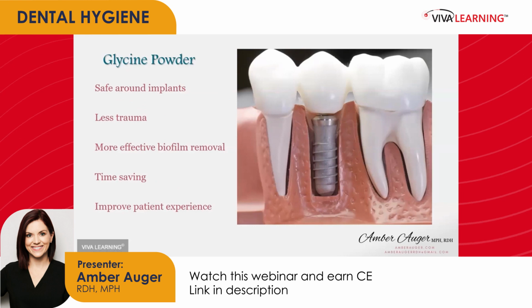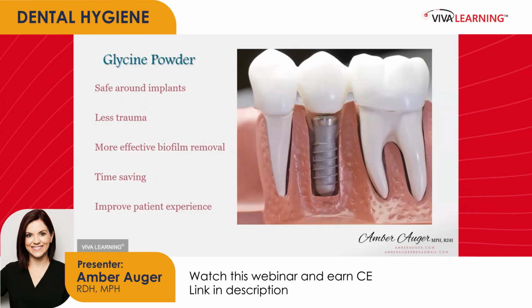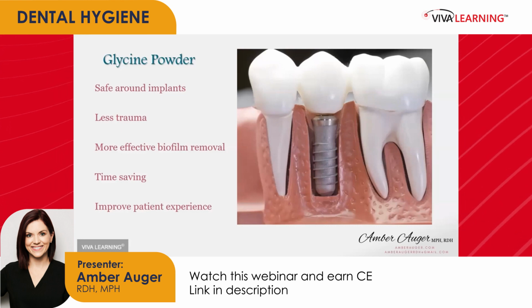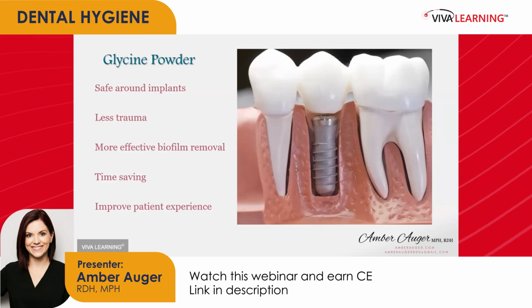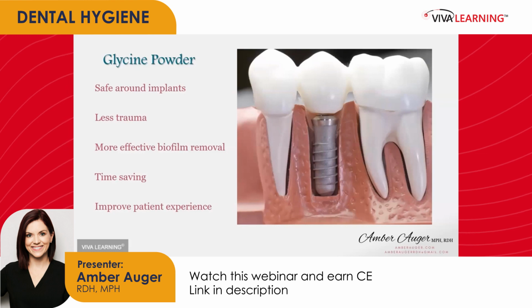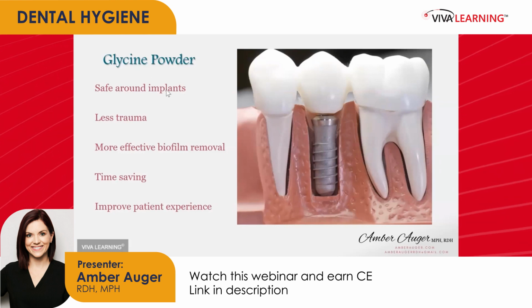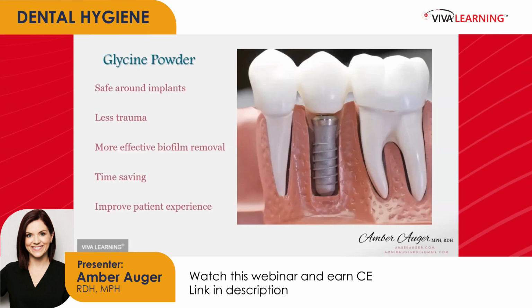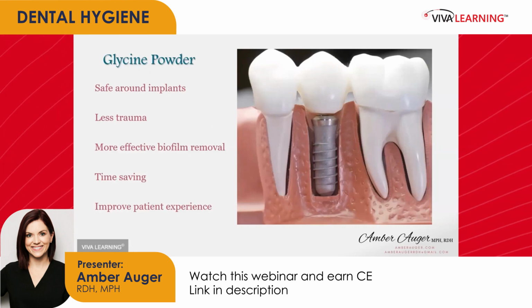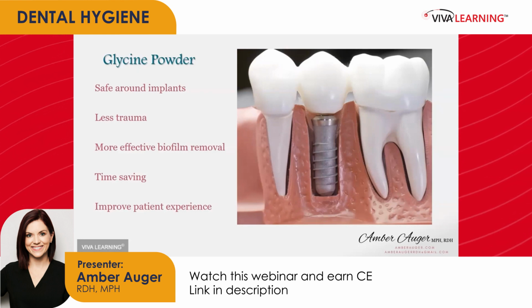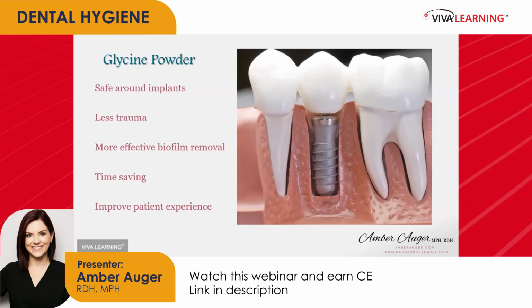The glycine powder is safer on implants. There's less trauma. It's more effective with biofilm removal. Overall, that glycine powder is an amino acid, and it works to, again, detoxify subgingivally. The glycine powder is safe around implants. The erythritol is a thinner powder. Whatever product you're using, you have to make sure the product matches the manufacturer's recommendations or the manufacturer's unit.